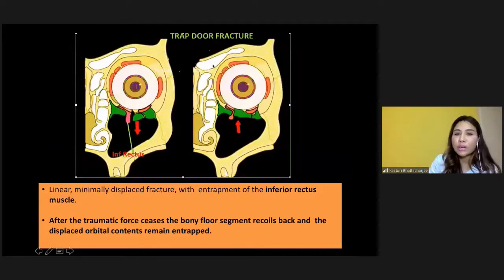Trapdoor fractures are very important that we encounter because these are very small linear fractures. What happens when there's a fracture? The inferior rectus goes down. It falls into the maxillary sinus. But after some time, what happens?